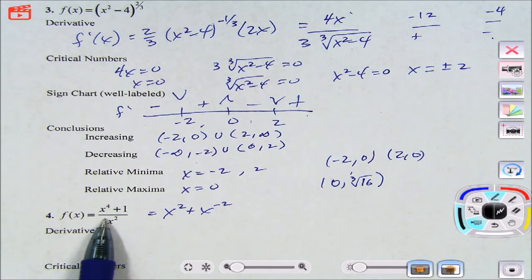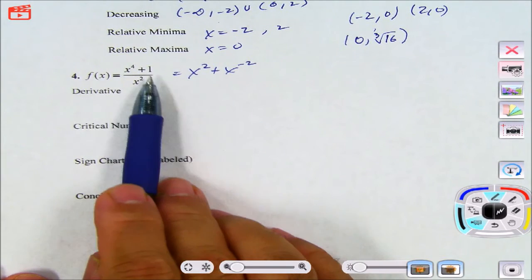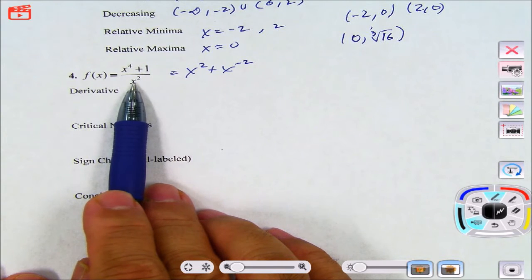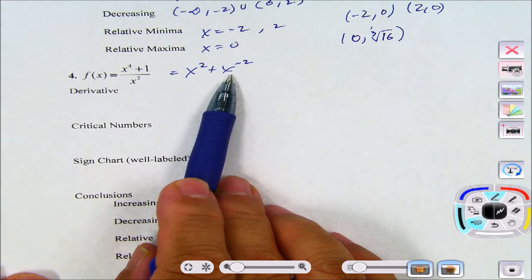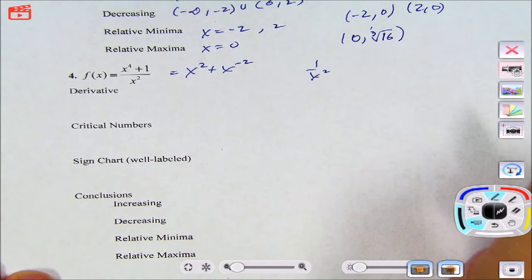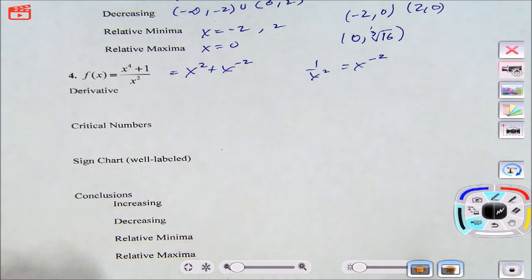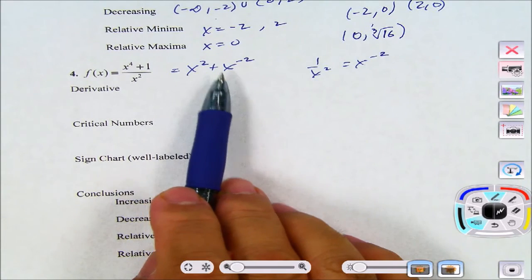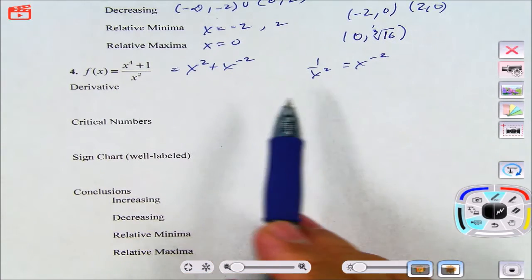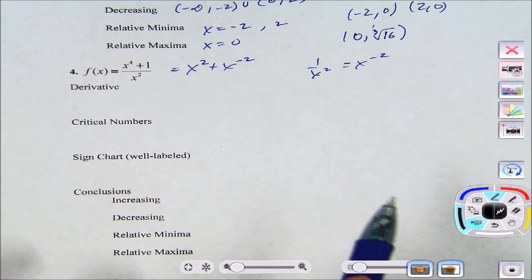Alright, so I'm dividing here, so x to the 4th divided by x squared is x squared. And then 1 divided by x squared is x to the -2. So if I have 1 divided by x squared, that's the same thing as x to the -2. So in fact, I think I want to go this way. We'll see what happens. If it's horrible simplifying, then we'll just take the hit.